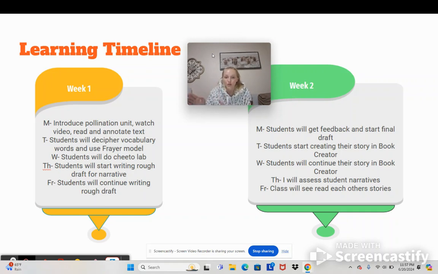And then week 2, Monday, students will get feedback from me using the sample prompts. They'll start their final draft. Tuesday, they'll start creating their story in Book Creator. Wednesday, students will continue their book in Book Creator.